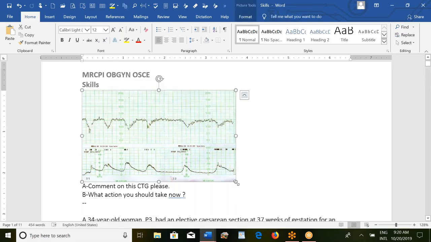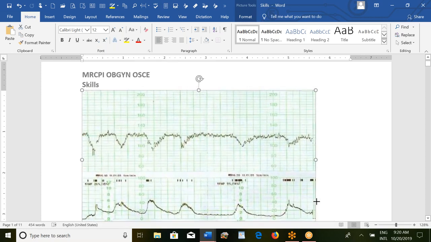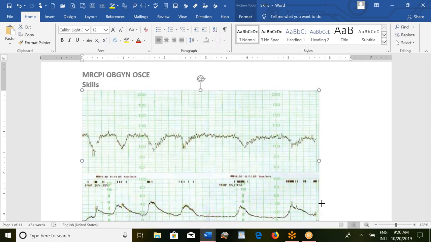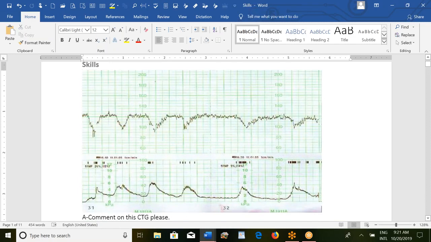For this first station, they will give you multiple tasks. Like if we have this CTG, they will ask you, can you comment on this CTG? So this is the CTG. They didn't give you any patient information. They just gave you the CTG, and they will ask you to comment on this one. So, what do you think? What's happening here?